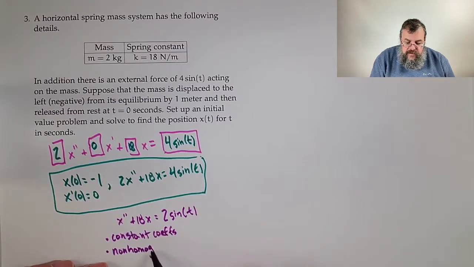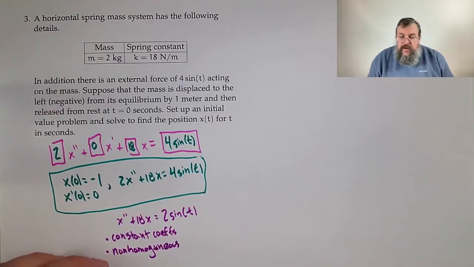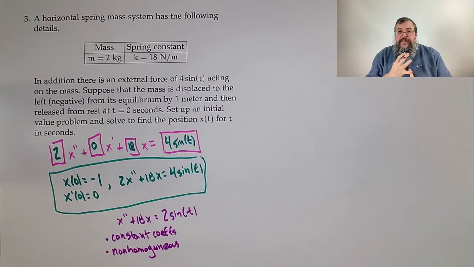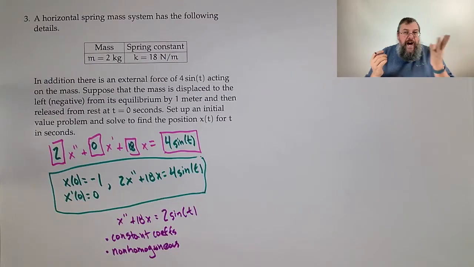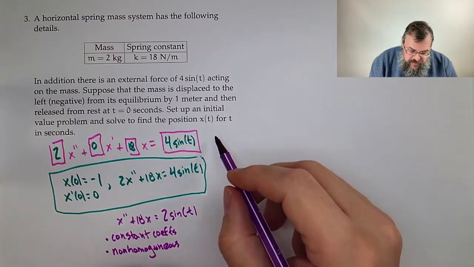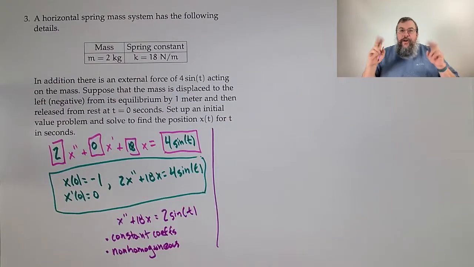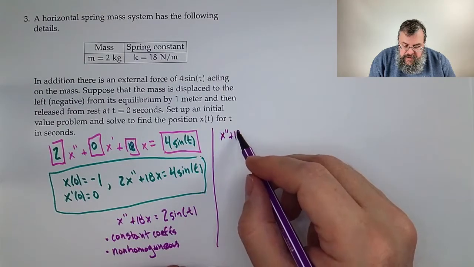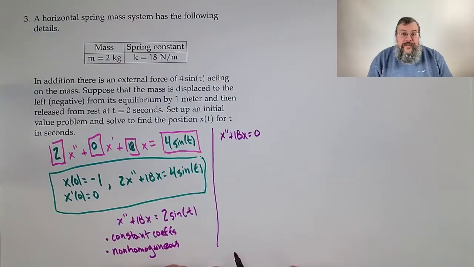Now the constant coefficients, that's not too bad. It means we can solve. The non-homogeneous says, oh, we got to handle that 2 sine t. And there's a couple ways to do that. There's variation of parameters, and there's a method of undetermined coefficients. But sine of t is just such a beautiful expression. Method of undetermined coefficients is right up our alley. So the way we'll proceed is we'll start by solving the homogeneous part. So we'll have x double prime plus 18x, set it equal to 0.